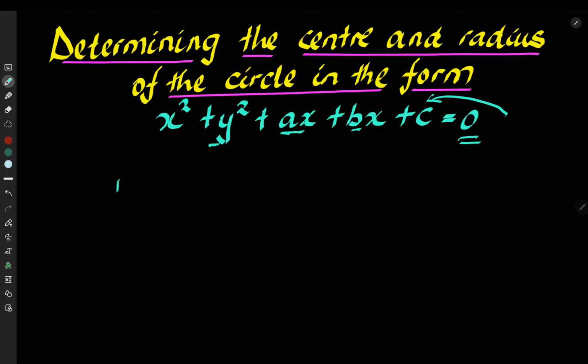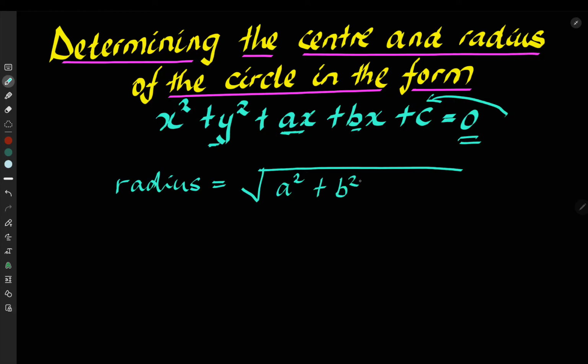So to determine the radius, the radius will be equal to, remember we determined the coordinates of the center, and the coordinates of the center will be a and b. Then you just square the coordinates, which is a squared plus b squared. I'll explain this when we're doing an example. Then minus c, which is this constant here. Then the square root of that gives you the radius of the circle. Now let's look at an example.